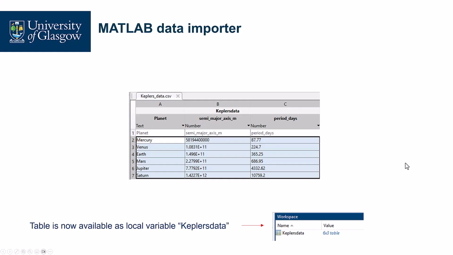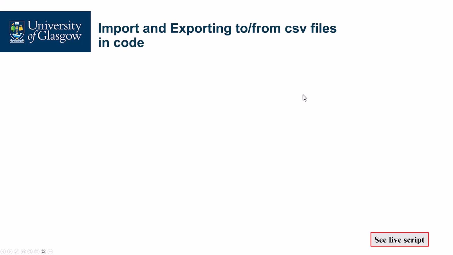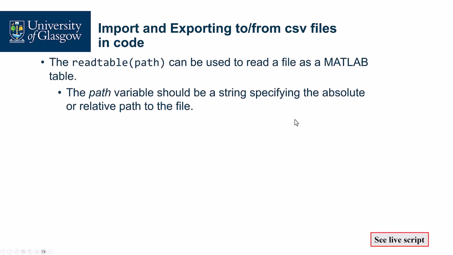So this is a way through the GUI. Another way is to write code to do that. The corresponding function we call readtable. With parentheses, you need to input the path of the file, either an absolute path or a relative path in the current folder.